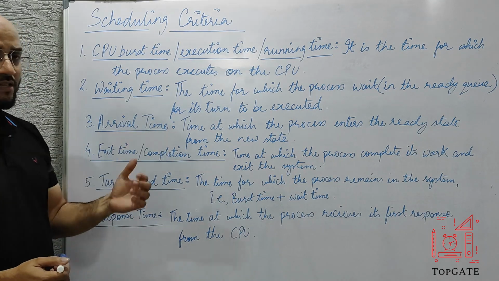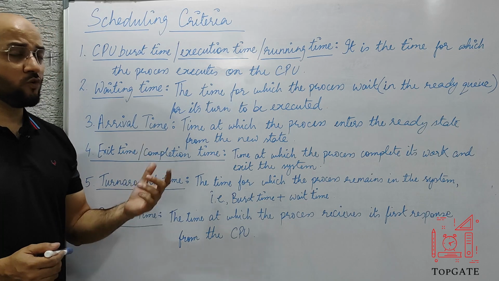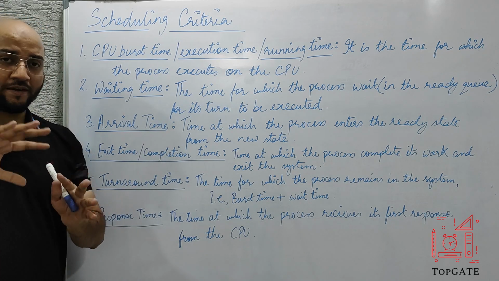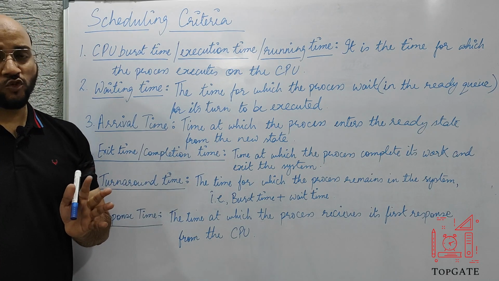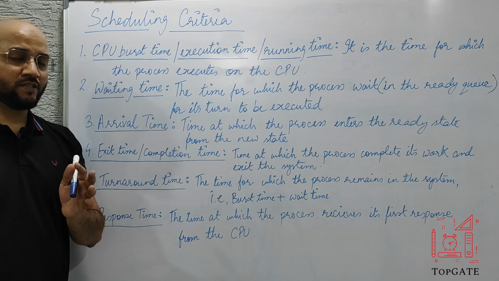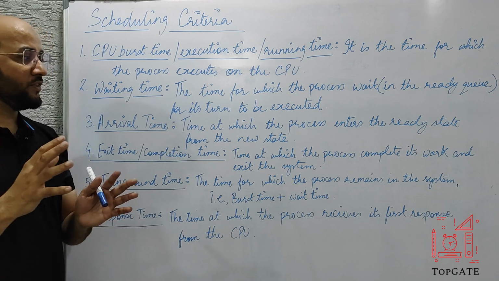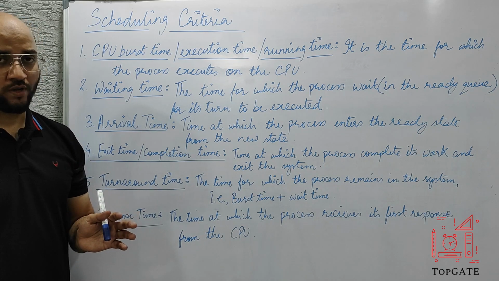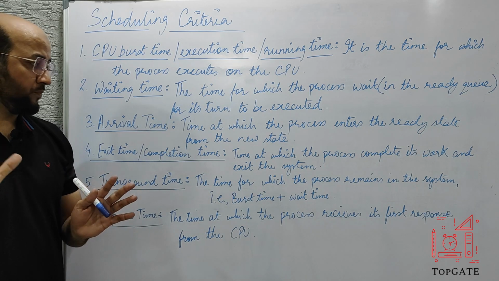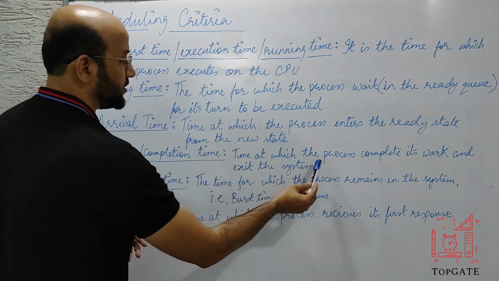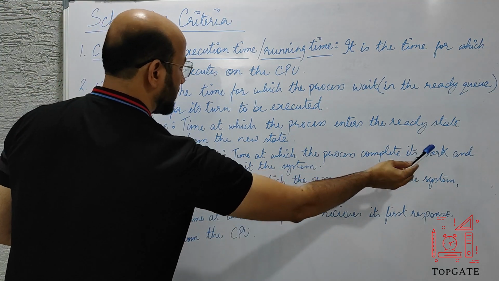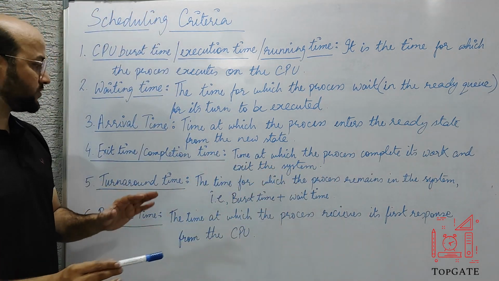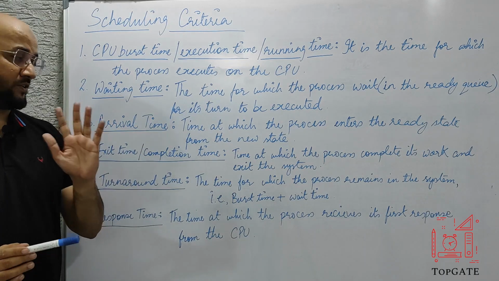As the name says, it is the time at which the process completes its work and leaves the system. So whatever allocation we have done is deallocated, and this process leaves the CPU and leaves the system and goes out, and its work is completed. Fine. So the time at which the process completes its work and exits the system is called the exit time or the completion time.